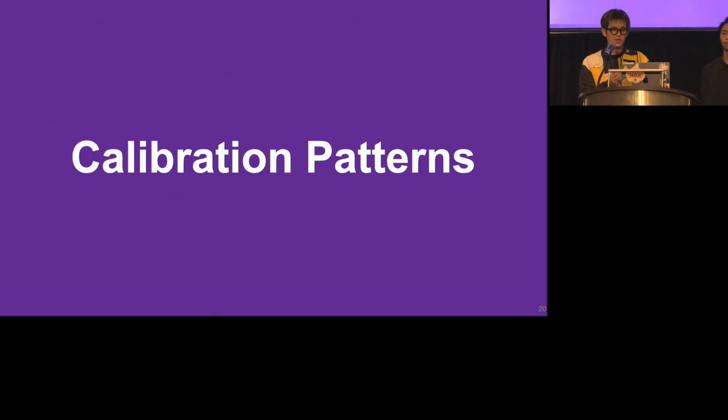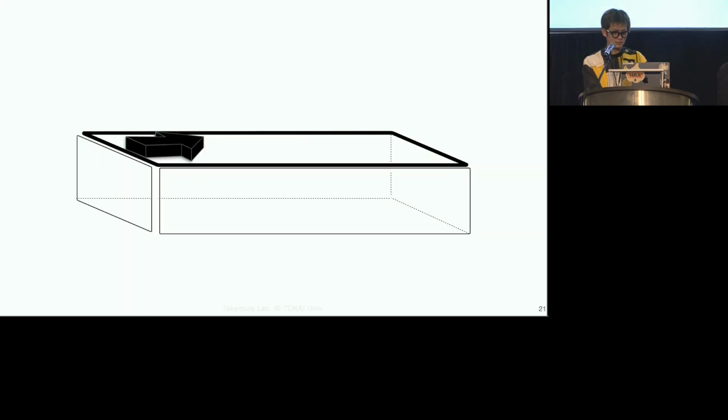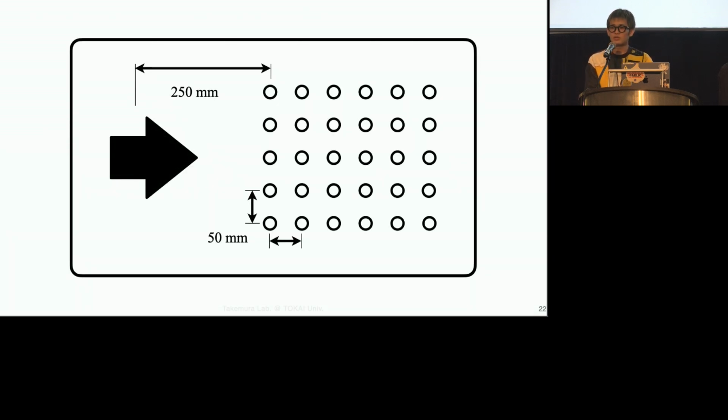Since we aim for easy installation, we have studied the calibration pattern to optimize the camera pose with minimal effort. In this experiment, we use a transparent acrylic panel with a thickness of 10 millimeters. We recruited 10 participants. They touched the calibration points with their index finger, and each participant touched these 30 points 3 times.